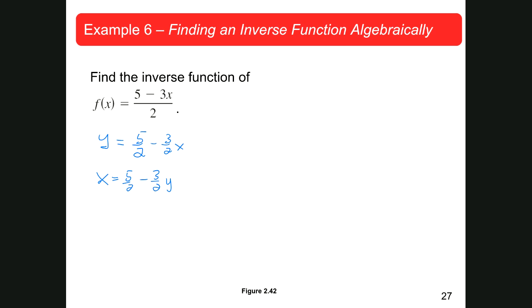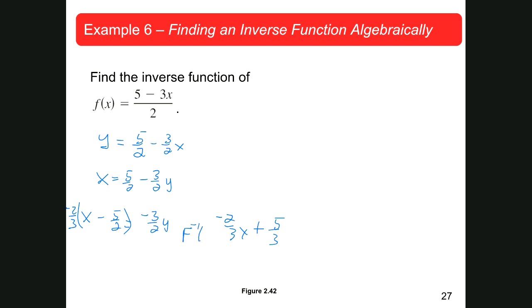I want to solve for y now, because that will be my inverse function. So I'm going to subtract 5/2 off. So I've got x minus 5/2 is equal to negative 3/2 y. Now, in order to get rid of this, I'm going to multiply both sides by negative 2/3. So I end up with negative 2/3 x plus, what's that going to be, 5/3, I think. That is my inverse function.